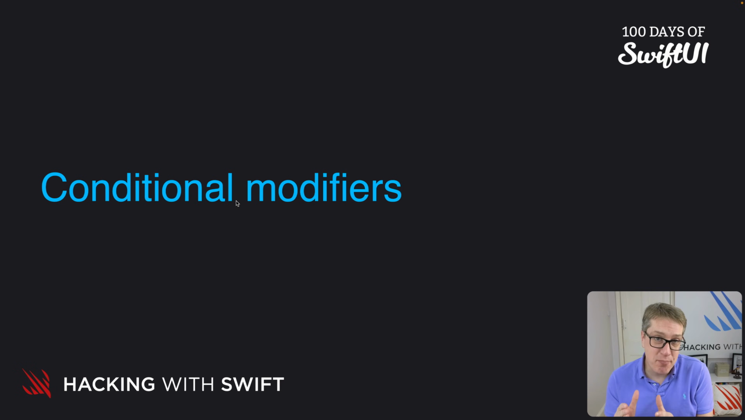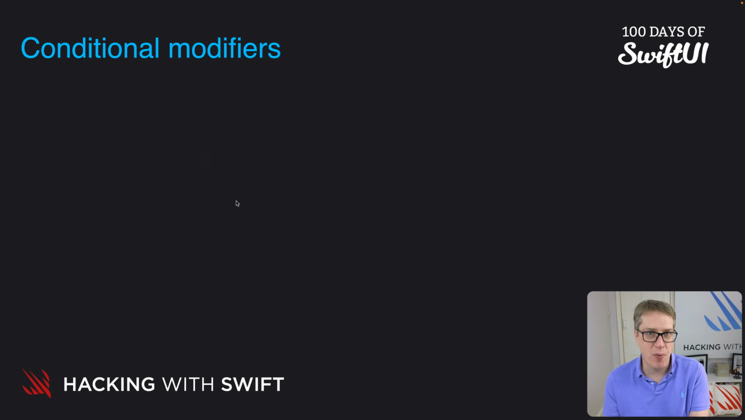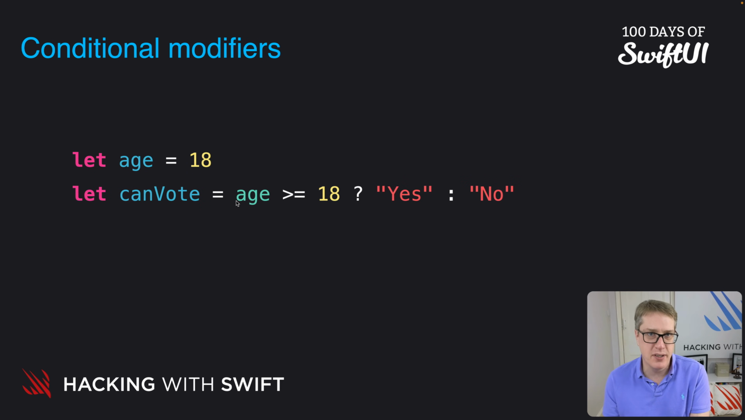It's common to want to have modifiers that only apply when certain conditions are met. And in SwiftUI, the easiest way of doing that is with the ternary conditional operator. Now, as a reminder, to use the ternary operator, you first lay out your condition. In this case, we're saying, is age greater than or equal to 18?